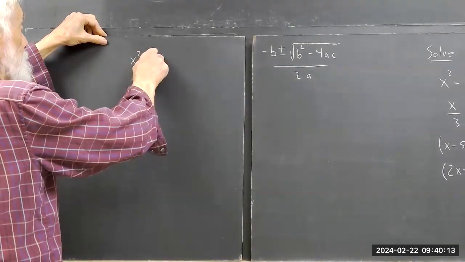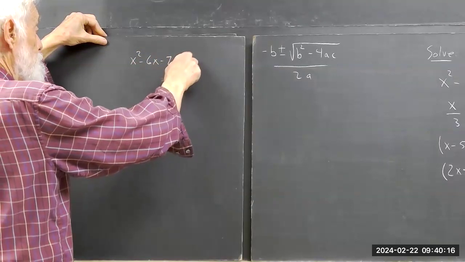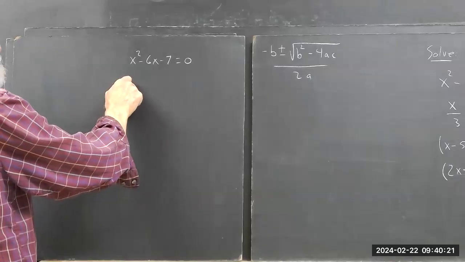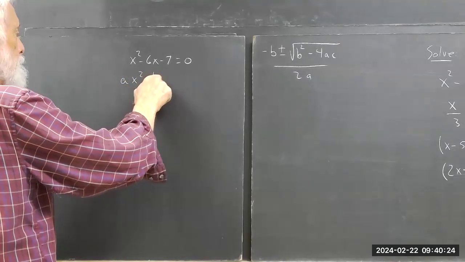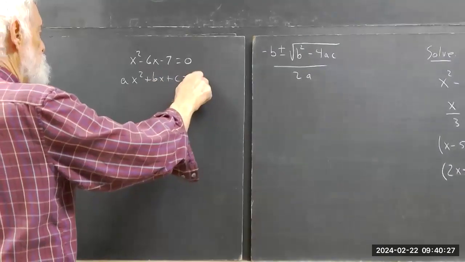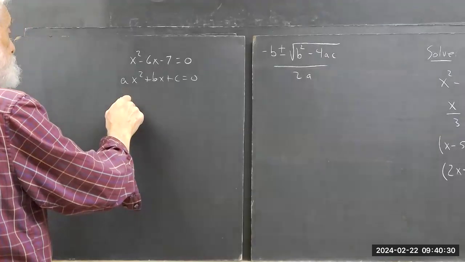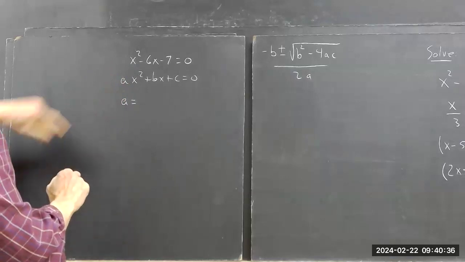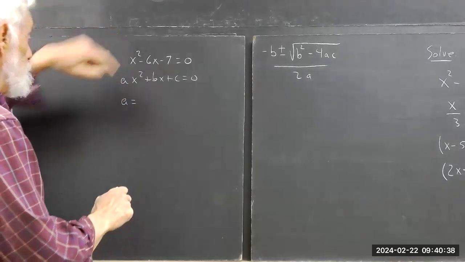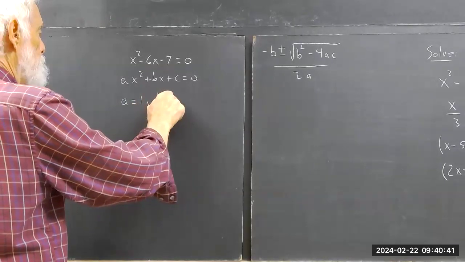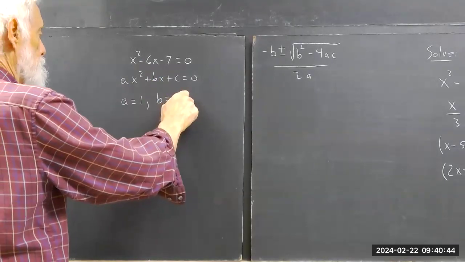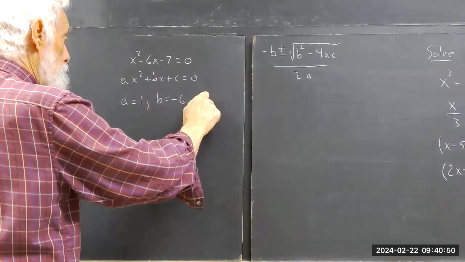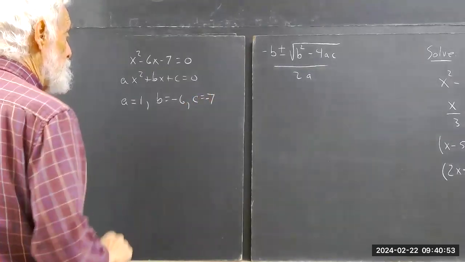X squared minus 6x minus 7 equals 0. Okay, well, this is the form ax squared plus bx plus c equals 0. A is the number in front of x, or the coefficient of x squared. There's no number in front of x squared, so we say the coefficient is 1. B is the coefficient of x, which is -6, and c is the constant number, doesn't have a value of x on it.